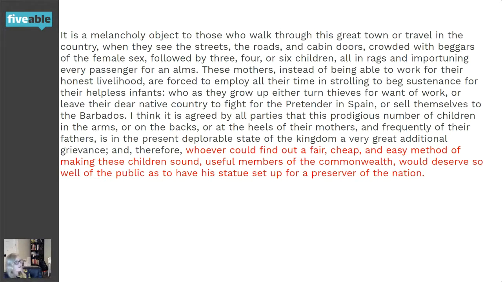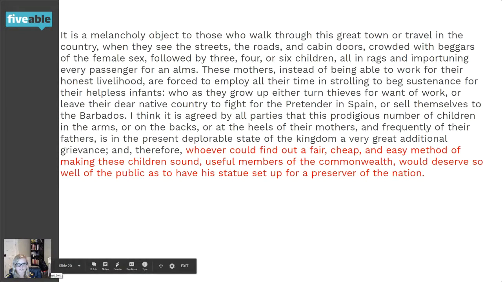So this is not the whole passage. This is the first paragraph. But as you can see, it's written in old-timey English, so it's harder to understand, which in turn makes it harder to recognize satire. When you read this the first time, it's like, whoever could find a fair, cheap, and easy method of making these children essentially good members of society would deserve so much public attention, and they would preserve the nation. Doesn't seem satirical, right? It seems like it could be pretty plausible. We'll come back to this in a minute, but once you read the rest of it, we'll see that it's not exactly like that.